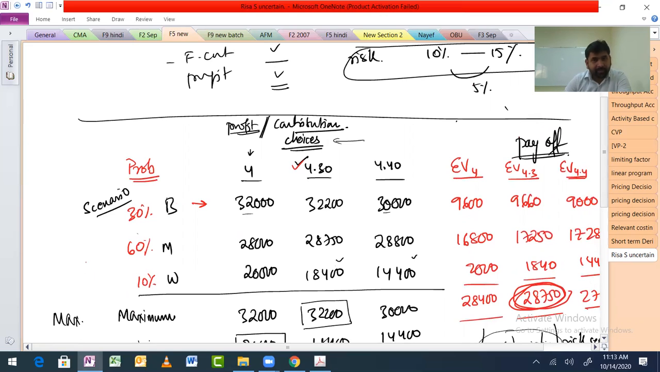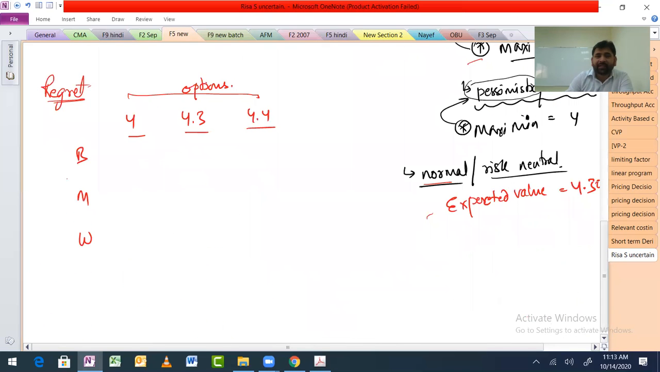If the market turns out to be best, which one is best for you? 4.3 is the best, right? So if you have selected 4.3 and the market turns out to be best, will you regret something? Will you be like, I should have done that, not this? No. There is no regret at this level, correct? Yes, sir.